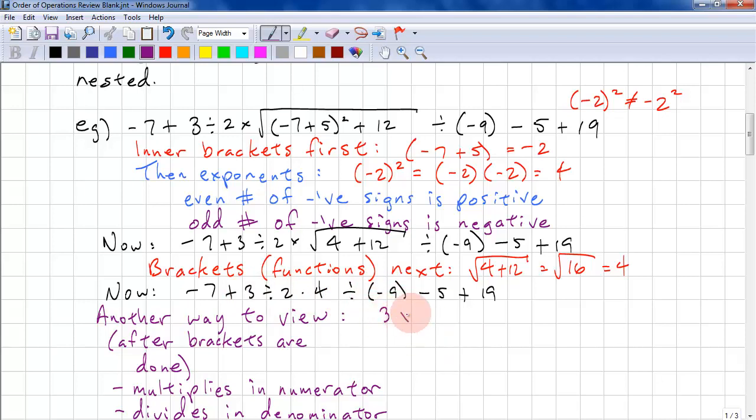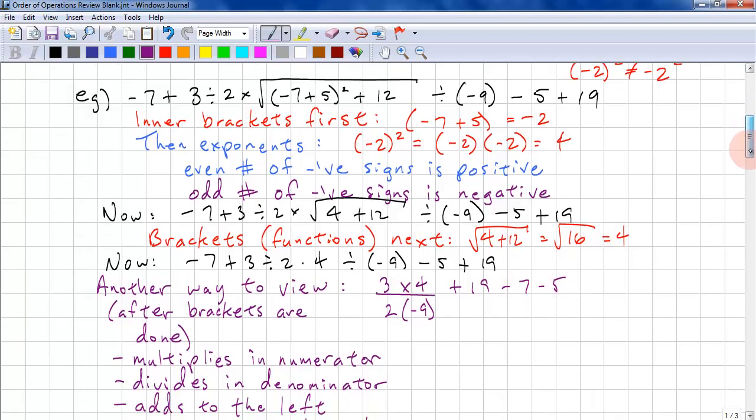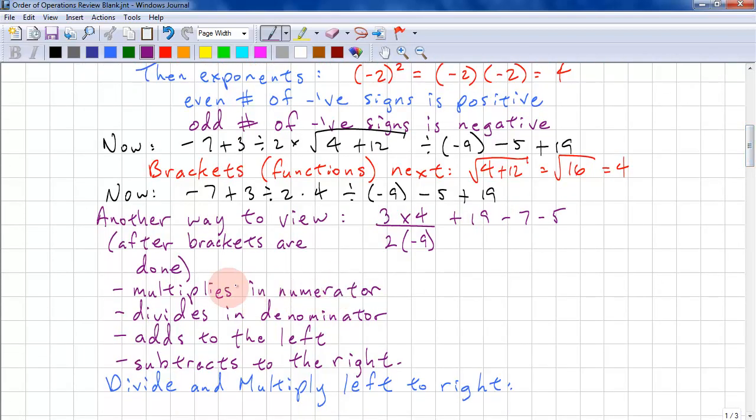3 times 4 over 2 times negative 9. So everything that we're multiplying goes in the numerator. Everything that we're dividing goes in the denominator. Now, again, we can rearrange any plus or minuses as long as we keep the sign. So this is plus 19. This is minus 7. This is minus 5. So for any term, we're allowed to put the multiplies in the numerator, divides in the denominator. And it's better for us to arrange all the adds on the left and all the subtracts on the right.